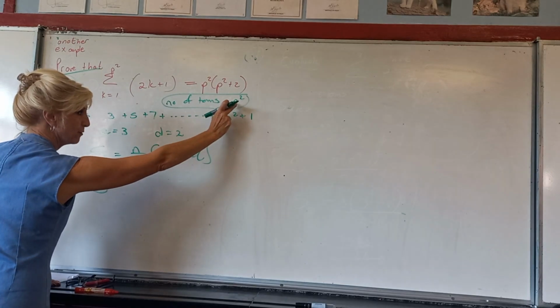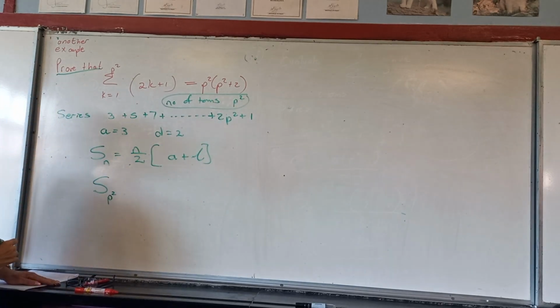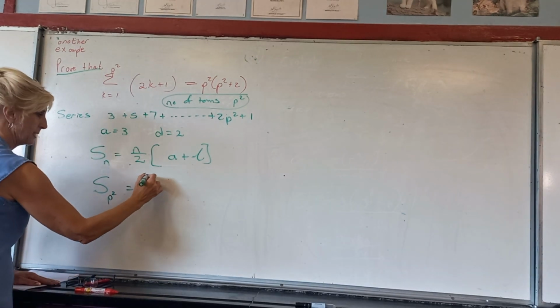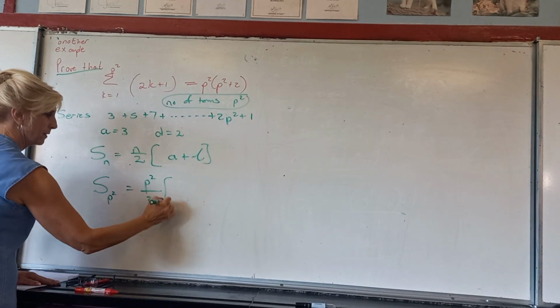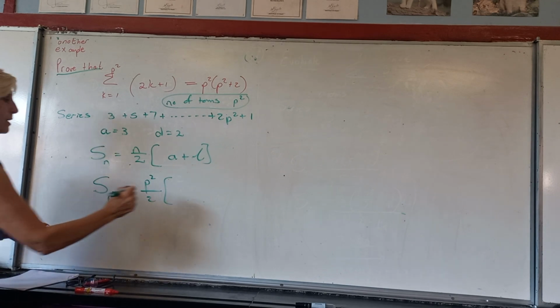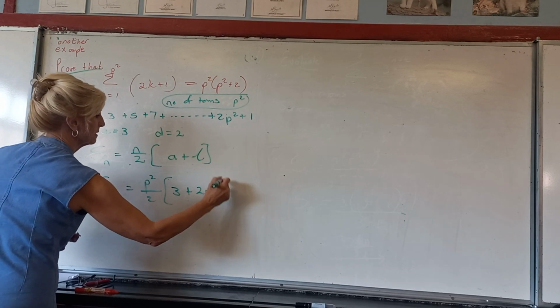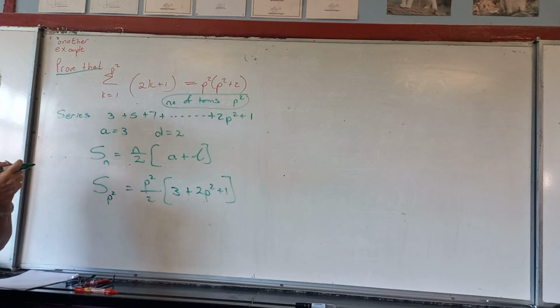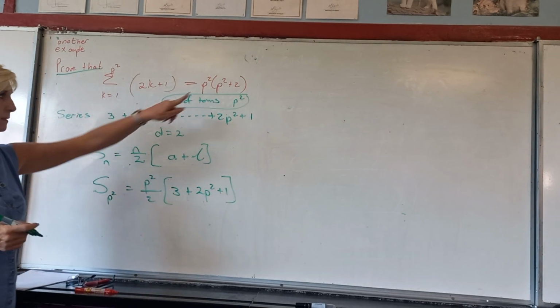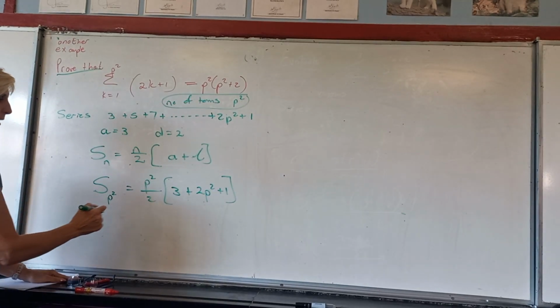Yes, the number of terms is p squared. It just looks so weird. And then in the n's place must be a p squared. Happy with that? And a's place must be a 3, and l is 2p squared plus 1. And then I'm hoping with all of my heart that this answer will be equal to the right-hand side. Will it be? Let's check.